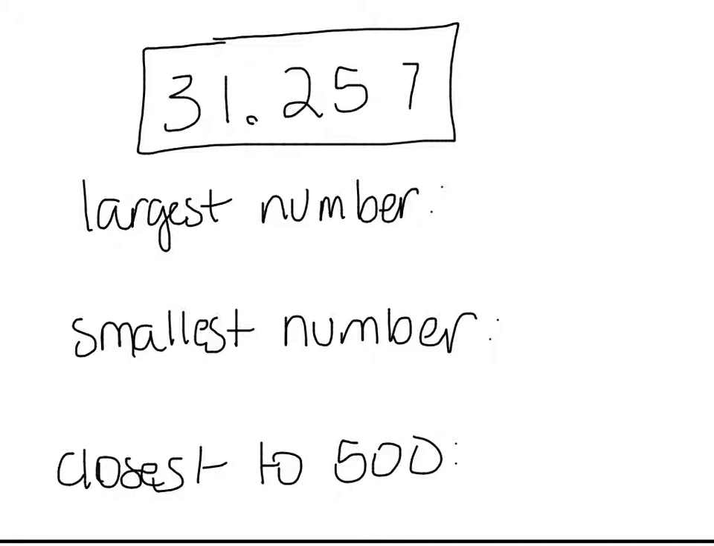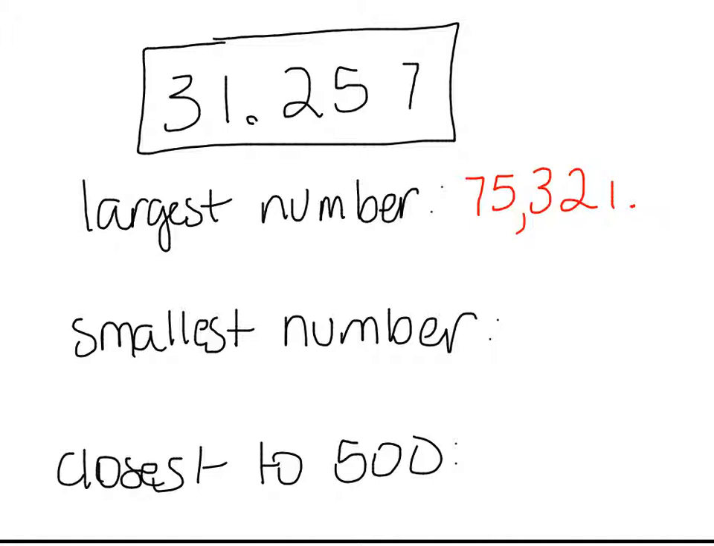So looking at this one, we're starting out with 31.257, and if we wanted to write the largest number that we possibly could with those digits, first thing we would want is the decimal all the way to the right, and then we would start with the biggest number, which is 7. So we'd have 7, 5, 3, 2, 1, and then the decimal would be understood to be right there. So our largest number we could write with those digits is 75,321.